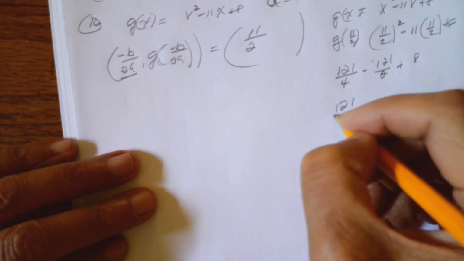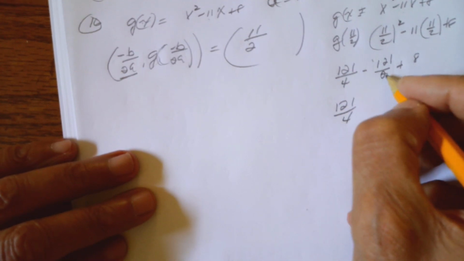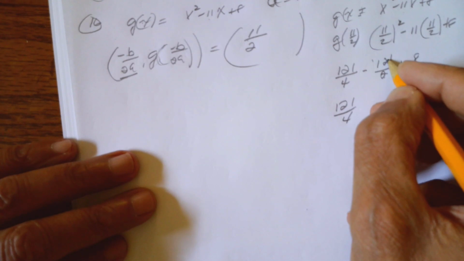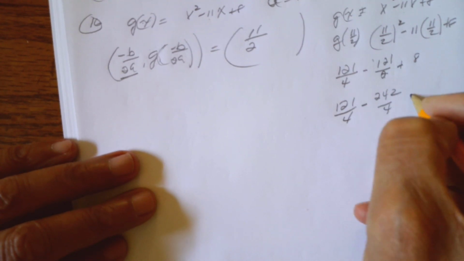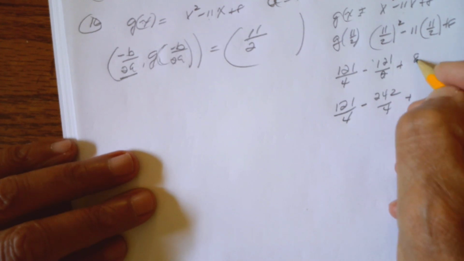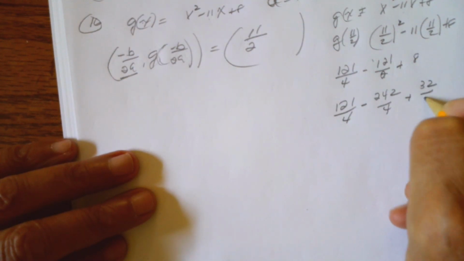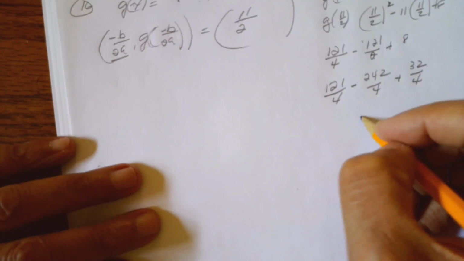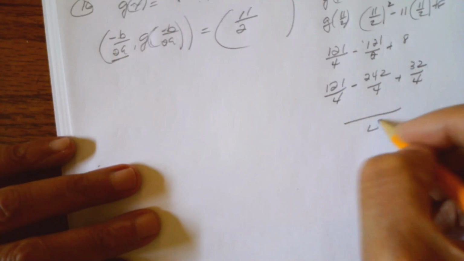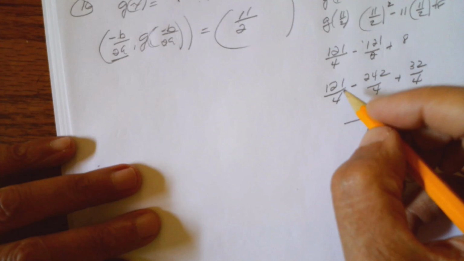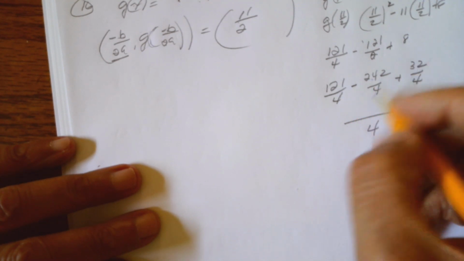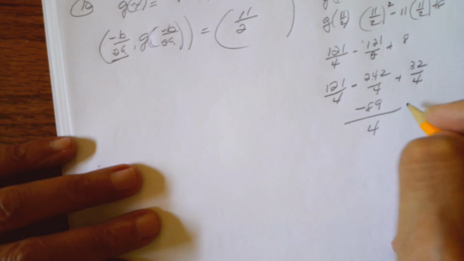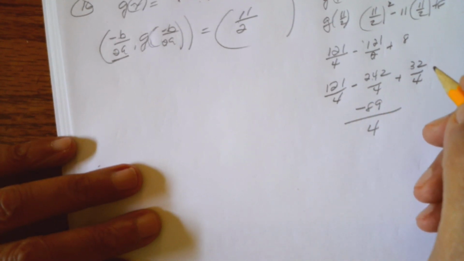I would need a common denominator. So 121 over 4. If I made this into a denominator of 4, I would double this and double that. So this would be 242 over 4. And 8, I could rewrite 8 as 32 over 4. Alright, so I get everything over 4. If I combined a 121 with a minus 242 and a positive 32, I'd get a minus 89. Yeah, some big numbers there.